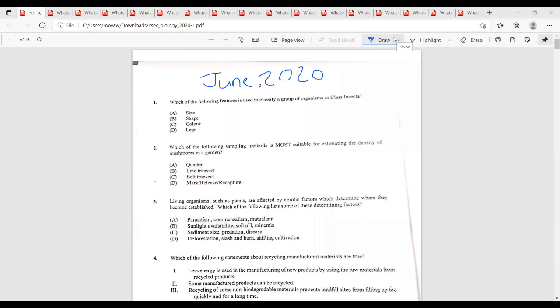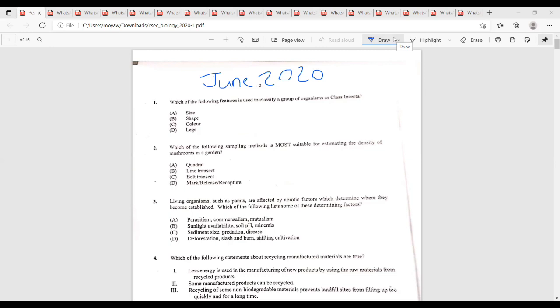Let us continue. Question 1. Which of the following features is used to classify a group of organisms as class Insecta? So we have A, size, B, shape, C, color, D, legs.